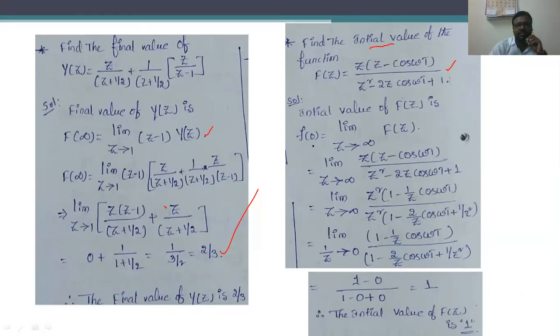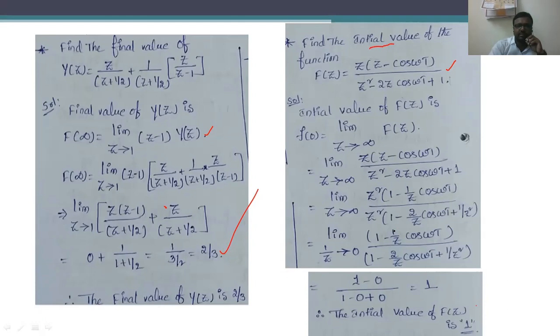From the definition of the initial value theorem, f of 0 is equal to limit z tends to infinity of f of z. That is, limit z tends to infinity z into z minus cos omega t divided by z square minus 2z cos omega t plus 1. Taking z square common, we get z square into 1 minus 1 by z into cos omega t, divided by z square into 1 minus 2 by z cos omega t plus 1 by z square.